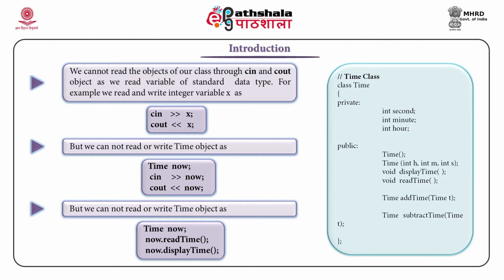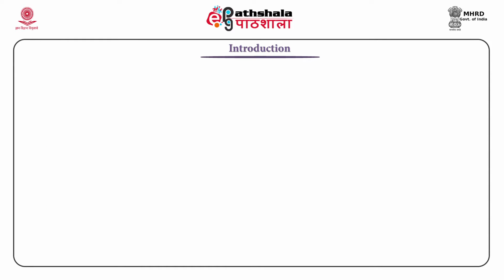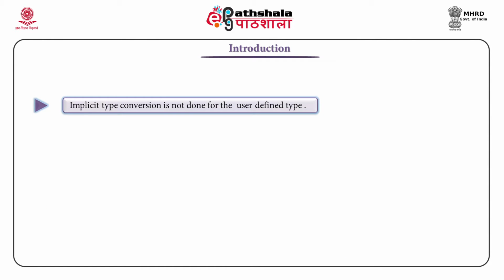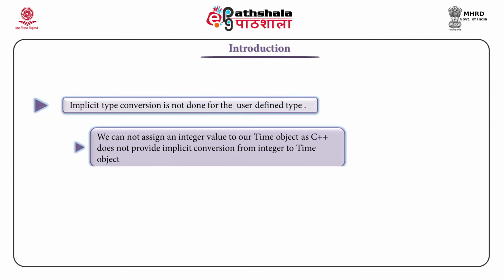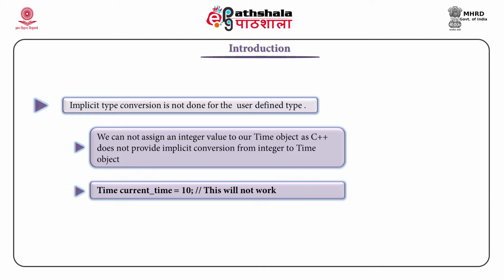The third limitation is that implicit type conversion is not provided for user defined data types. For example, if you want to assign an integer variable to a time object, C++ will not allow you to do that, as in C++ the implicit conversion of integer to time class is not defined.